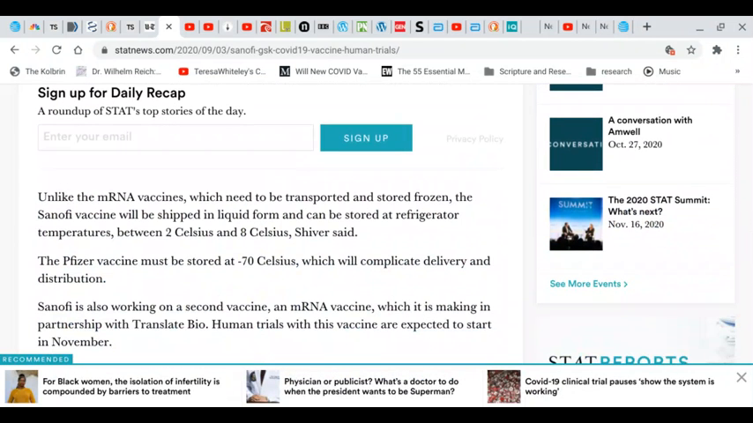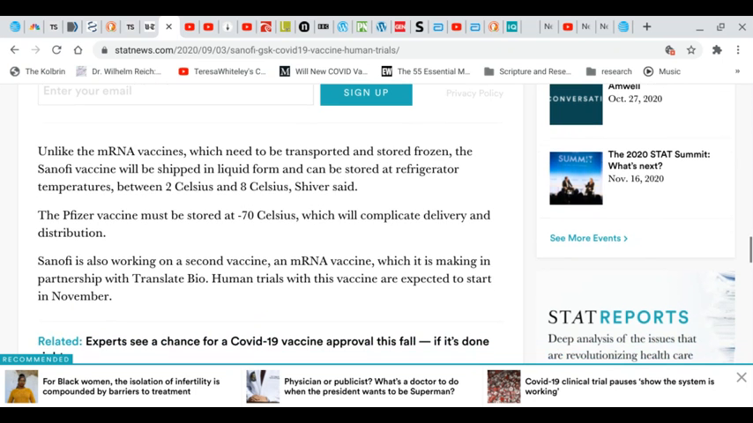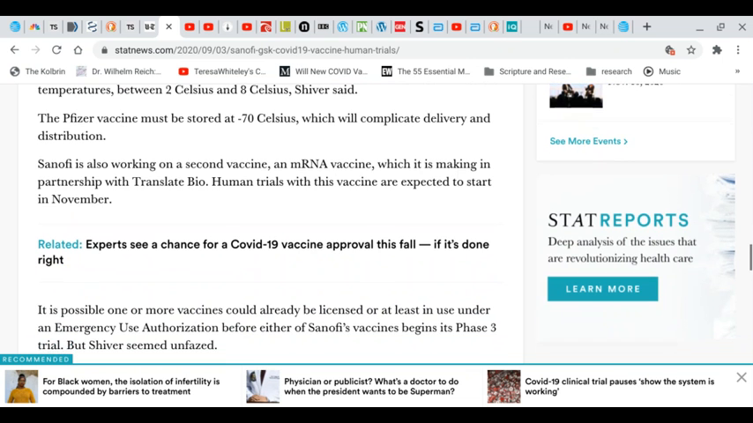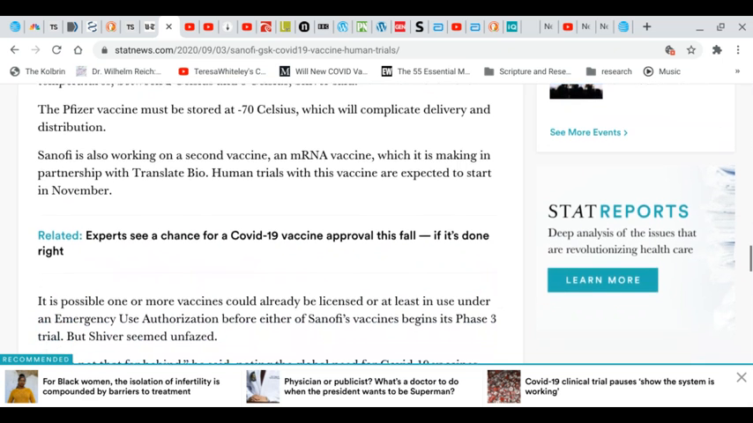Unlike the mRNA vaccines, which need to be transported and stored frozen, the Sanofi vaccine will be shipped in liquid form and can be stored at refrigerator temperatures between 2 and 8 degrees Celsius, Shiver said. The Pfizer vaccine must be stored at negative 70 degrees Celsius, which will complicate delivery. Sanofi is also working on a second vaccine, an mRNA vaccine, which it is making in partnership with Translate Bio. Translate Bio, as in transformation, transfect. In fact, let's look at this.